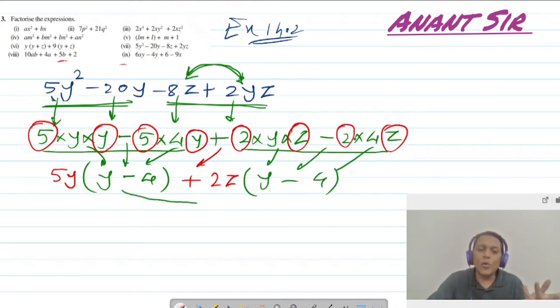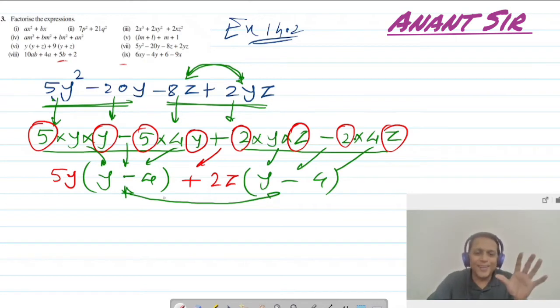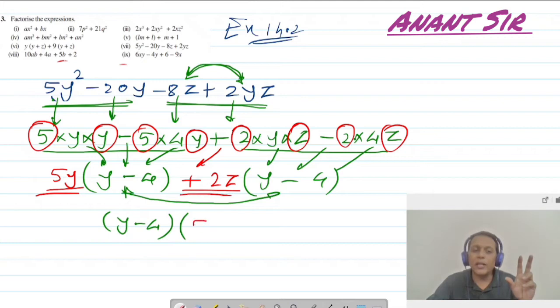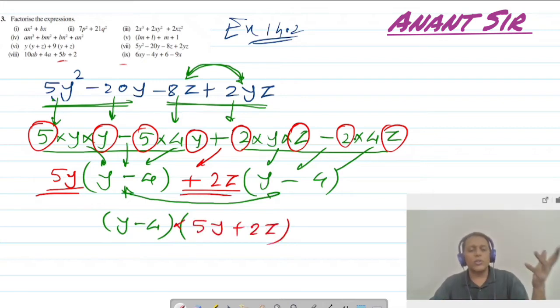See, it became so easy. No need to do any magic. No need to do anything. Right? So, just use the logic. So, now I am going to write this bracket which has come the same. So, y minus 4 in one bracket, and the terms which were outside I am going to write in the second bracket. That is 5y plus 2z in the second bracket. So, this is our final answer, friends, for this question.